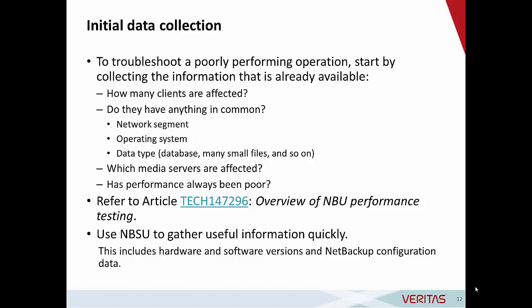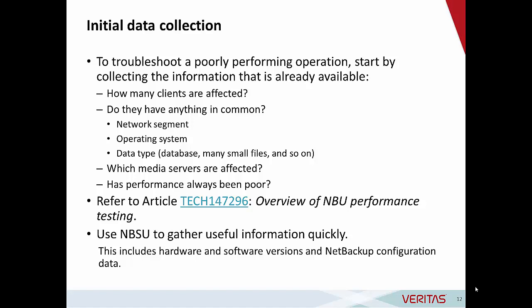So these bottlenecks that I'm getting, what do we have in common here? Is it the same clients that are affected? Are they the same major application? Or are they the same operating system? Or the same network segment? Are they all going to the same backup server or to different servers? Are they all going to the same storage unit or to different storage units? Has this always been a problem? Or is this something new that's only recently cropped up? And if it's something new, what's changed that might have affected it?